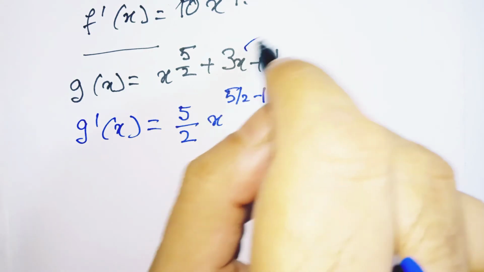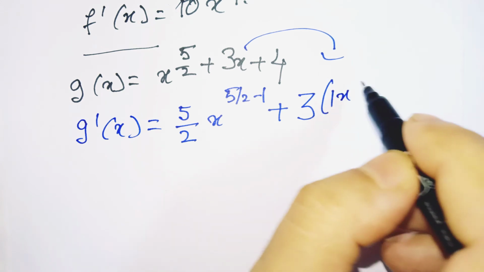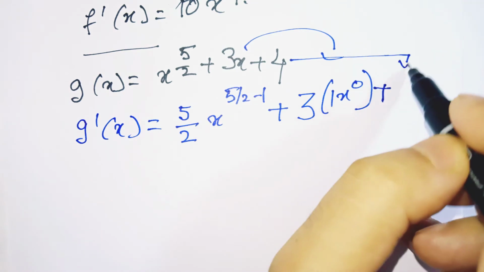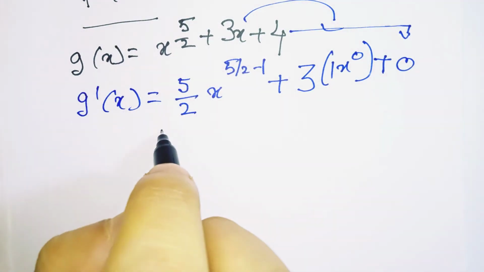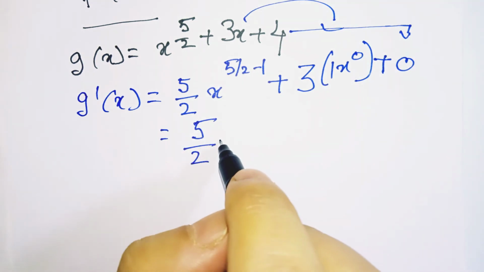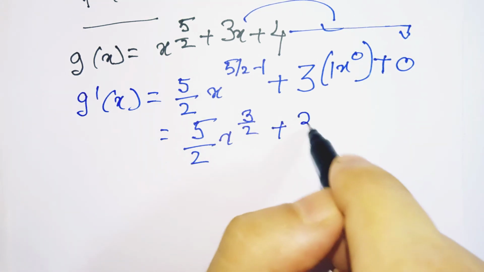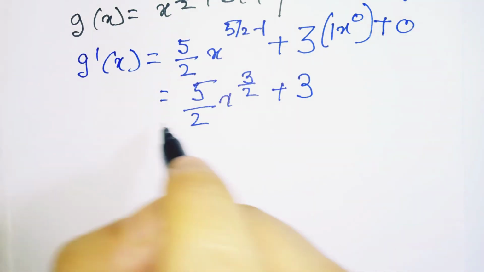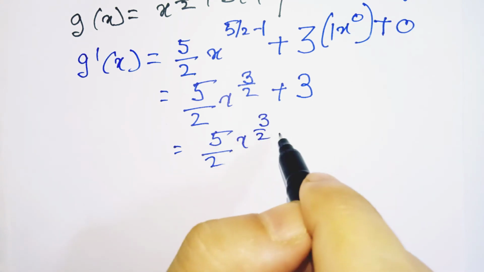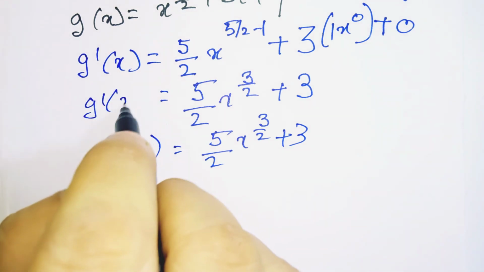Then I use this one, right? So I use 3, and then I use 1x. So 1 minus 1 would obviously be 0, and the constant part is always 0, which we learned. So this can be rewritten as 5 over 2, and this we can solve as 3 by 2. Again, it's good that we don't have a negative sign. Plus 3, this would be 3, and 0 doesn't matter. So we get 5 over 2 x raised to the power 3 by 2 plus 3. So this is how we find the derivative, right?